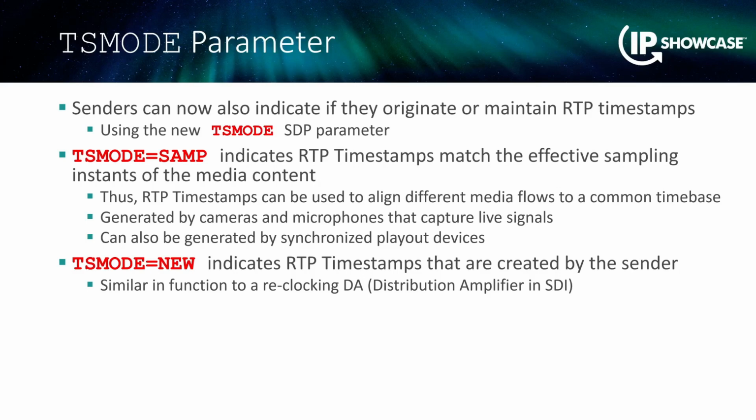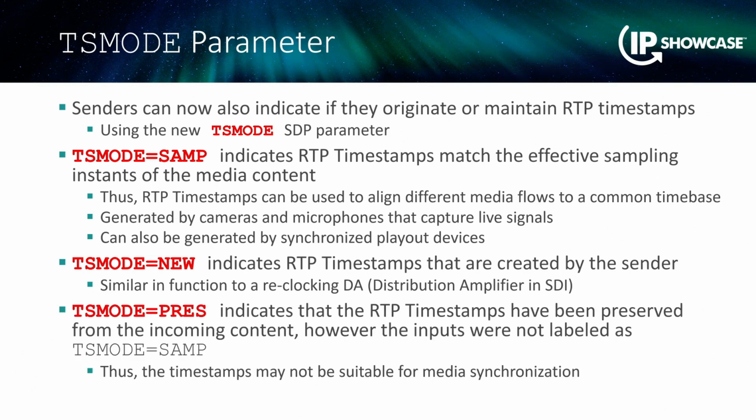TSMODE equals NEW means that we're restamping the RTP timestamps in our packets, so that you can't reference the RTP timestamp field in that packet to say, when was this actually created? Was the camera shutter open at this time, or was a microphone sampling those audio samples at this time? When it's NEW, it means, hey, we went through a mixer, we messed around with it, we're creating a whole new stream. So you can't count on that as to where the audio was actually sampled.